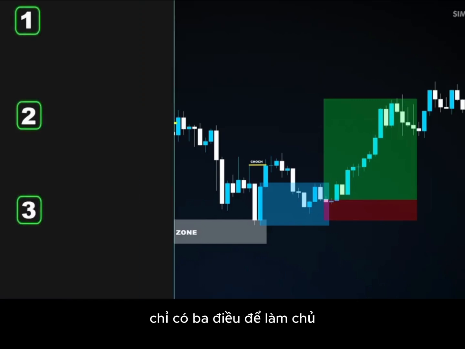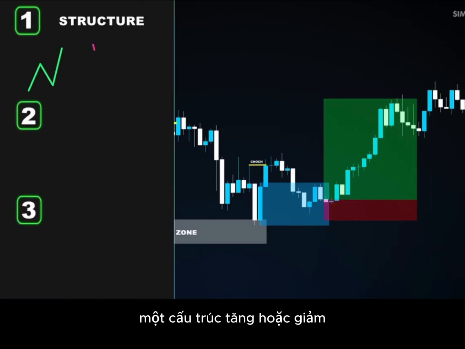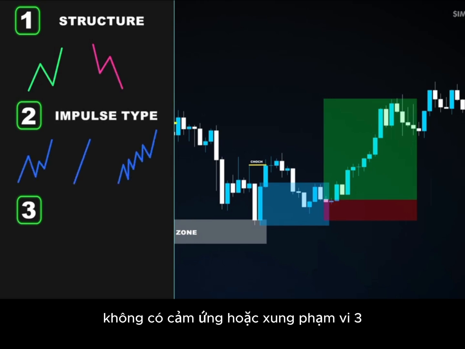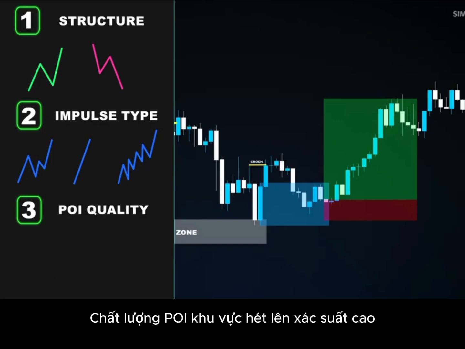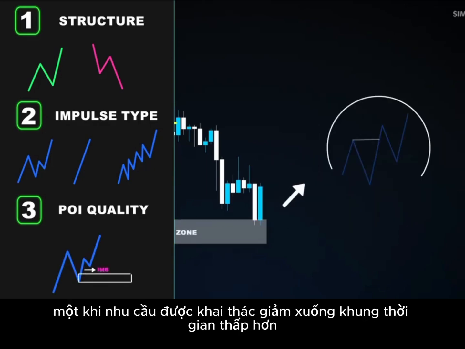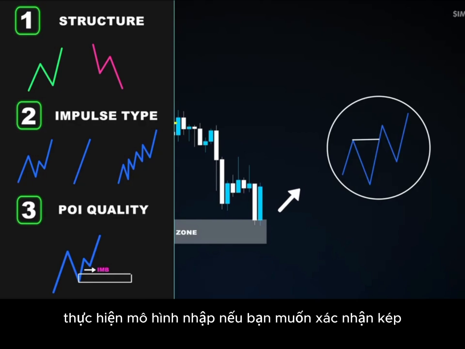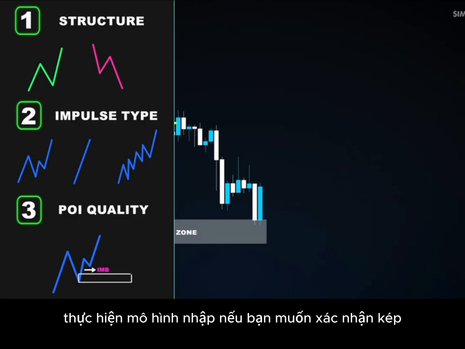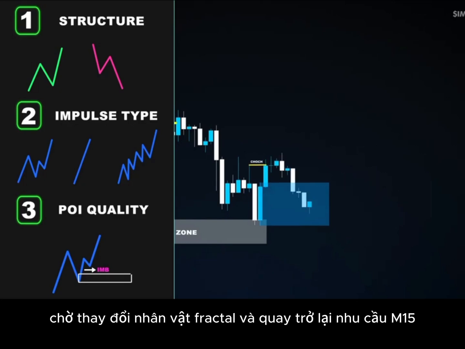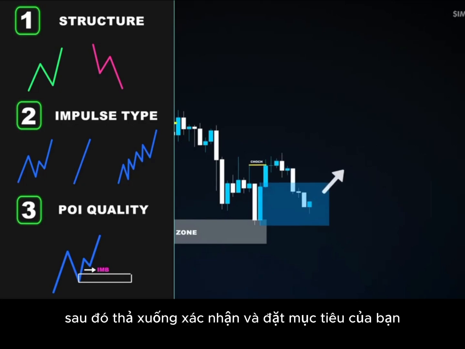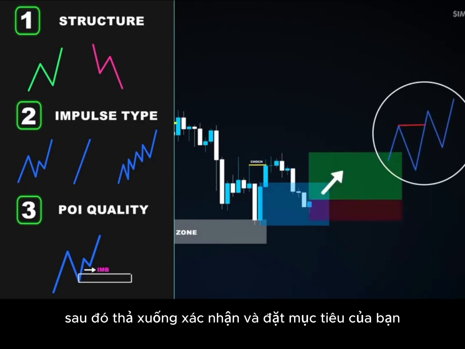Just 3 things to master. 1. Structure, bullish or bearish. 2. With inducement, without inducement, or range impulse. 3. POI quality. Does the zone scream high probability? Once demand is tapped, drop to the lower time frame. Execute the entry model. If you want double confirmation, wait for fractal change of character and pull back into M15 demand. Then drop down, confirm, and set your target.